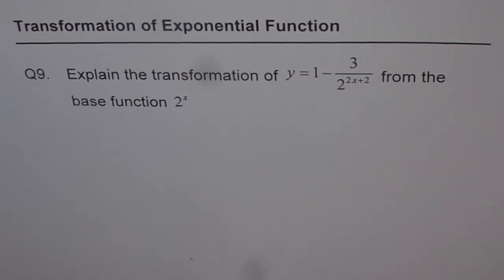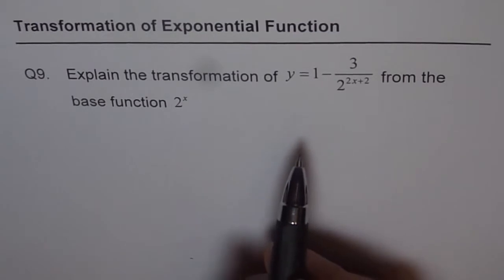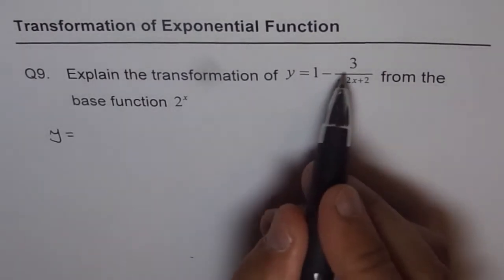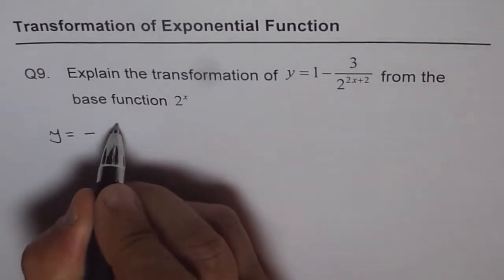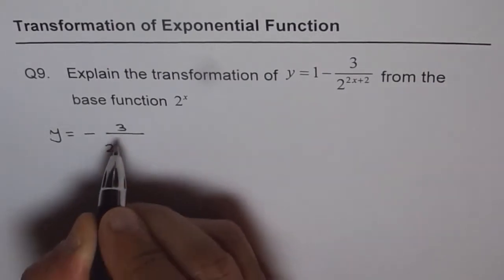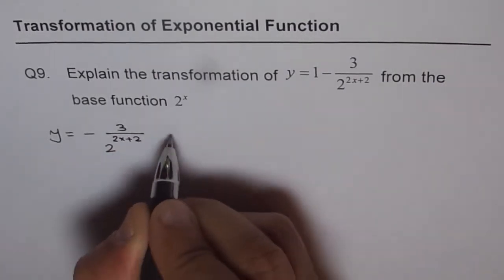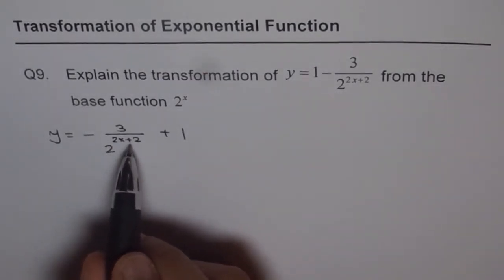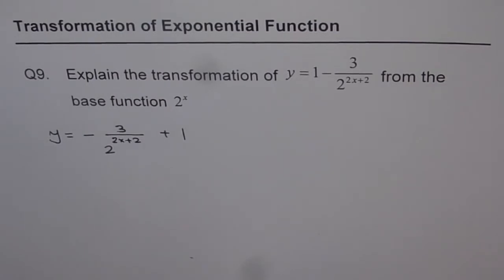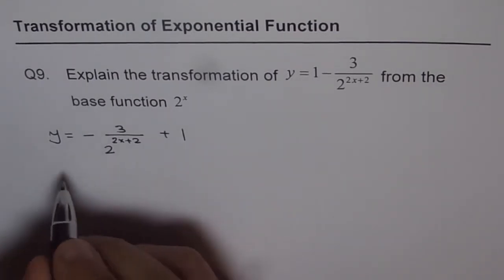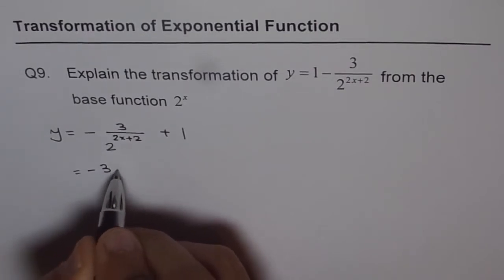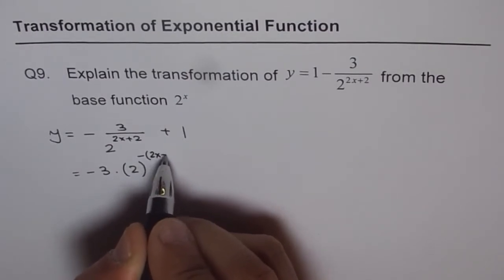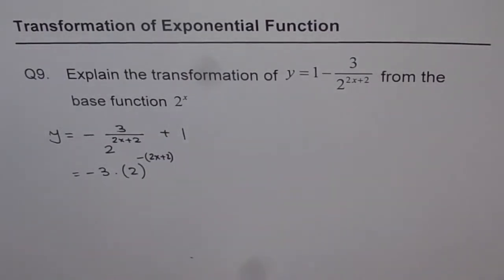Now, to describe the transformation, it's a good idea to rewrite the equation in a very familiar way. Let's write this portion first, which is minus 3 over 2 to the power of 2x plus 2, and then plus 1, right? Now, 2 to the power of 2x plus 2 is in the denominator. Let's write it in the numerator, then the exponent will be negative, right? So we can write this as minus 3 times 2 to the power of minus of 2x plus 2, correct? So that is how it becomes.